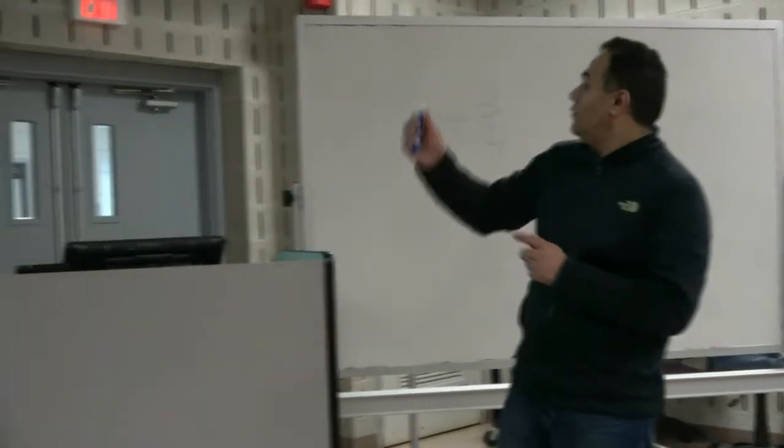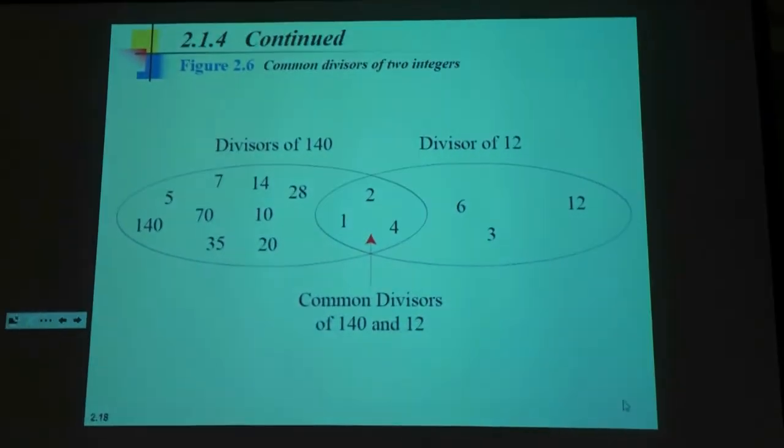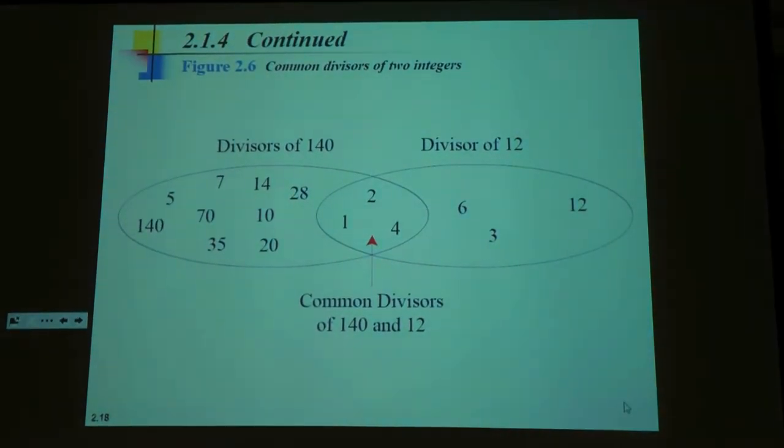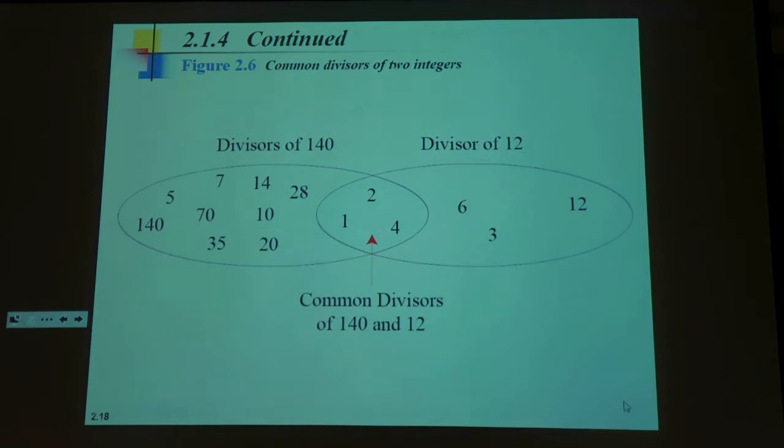So you have the 12, you have the 6, the 3, you have the 4. Where is the 4 coming from? 2 times 2, 4, right? And where is the 6 coming from? 2 times 3, or it's already here. So these are the divisors, right? You could do it also for the 140.